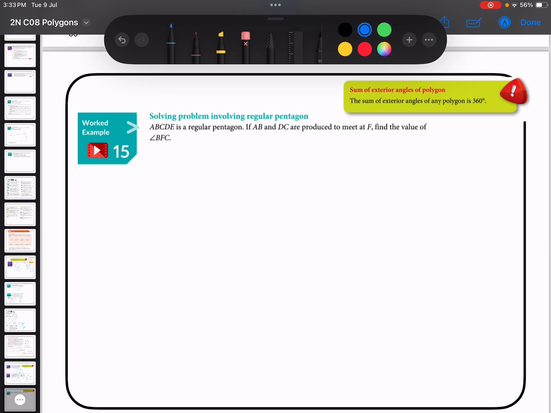I have a regular pentagon produced to meet at F. Let's draw a pentagon first, to help you visualize. The iPad is very good. They always draw you a very nice pentagon. They always give you a regular pentagon. I don't know why. Okay. AB extend. Produce means extend. AB extend. DC extend will meet at the point F. Let me shift this down a little bit.